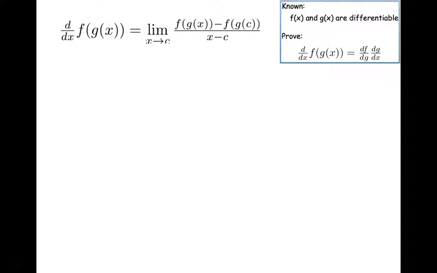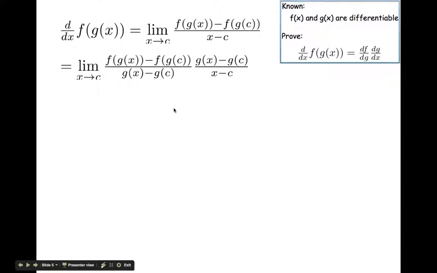So now let's start out with the alternate definition of the derivative. The derivative of f of g of x is equal to the limit as x approaches some value c of f of g of x minus f of g of c divided by x minus c. This is just plugging our function f of g of x into the alternate definition of the derivative with respect to x.